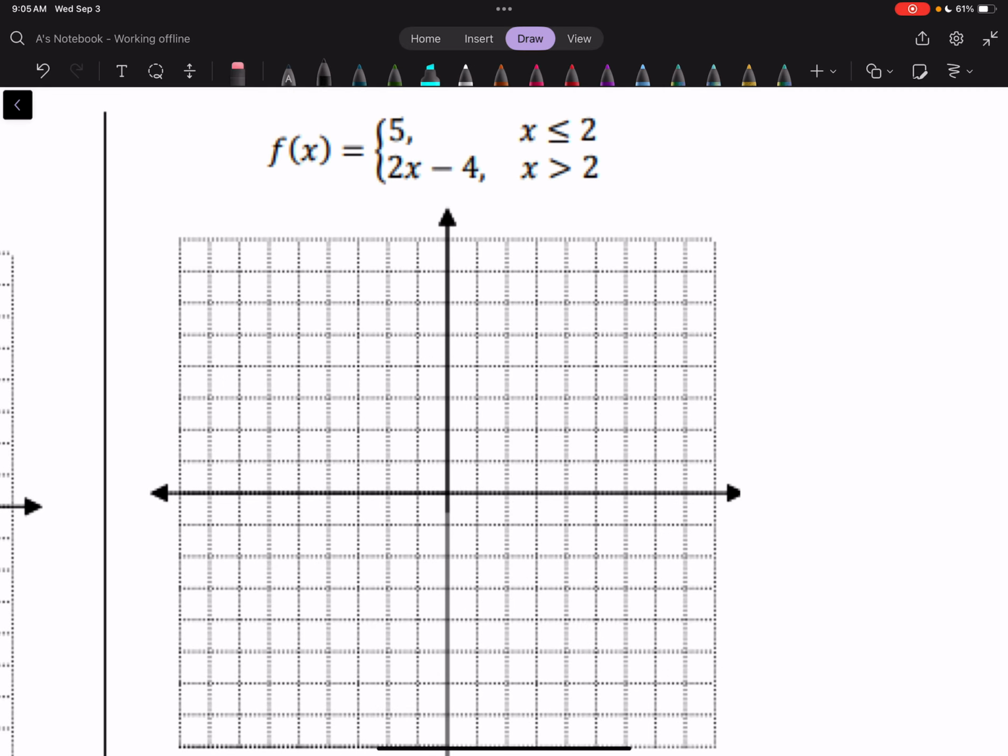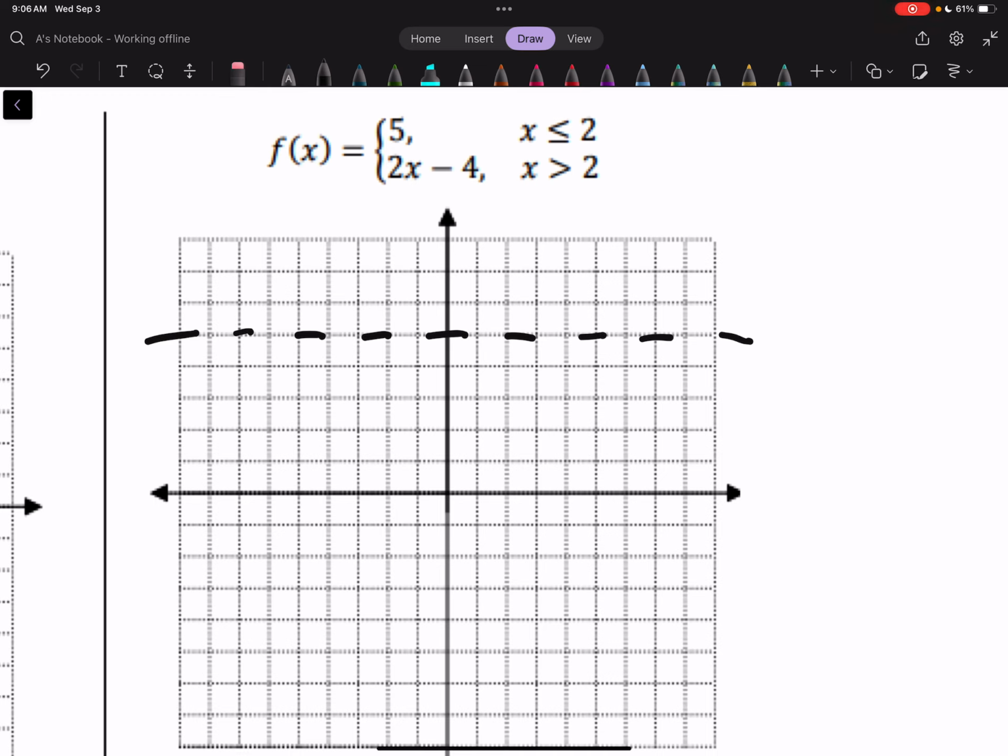f of x is equal to 5, where x is less than or equal to 2, and 2x minus 4, where x is greater than 2. Now again, in a later lesson, we will talk about how to graph these in depth. Today, I'm just going to show you the brief version on this problem. So first, anytime you're doing a piecewise function, I recommend doing the entire function and then restricting it later, but I'm going to do this with a dashed line. So at 5, here's my function. That is y equals 5.